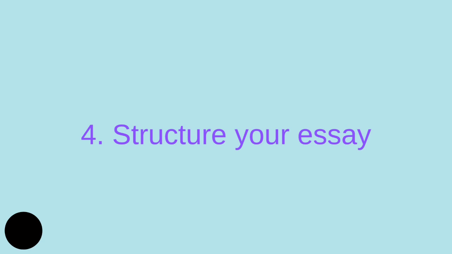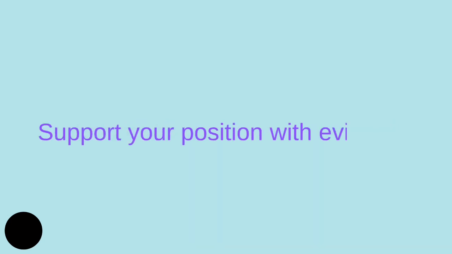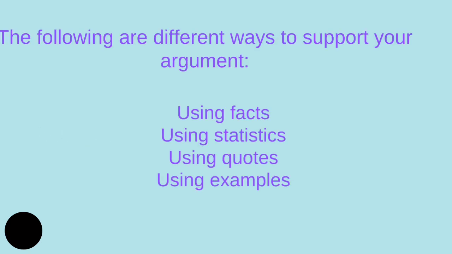The following criteria is also essential if you want to produce an effective argument. The first one, you have to be well informed about your topic. To add to your knowledge of your topic, read thoroughly about it, using legitimate sources, and take notes. You have to support your position with evidence. Remember that your evidence must appeal to reason, and the following are different ways to support your argument.